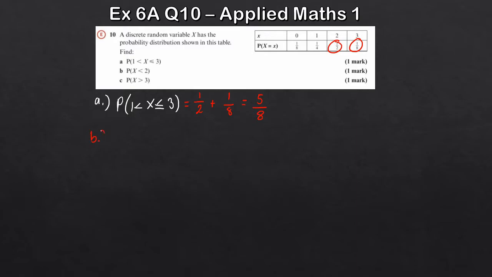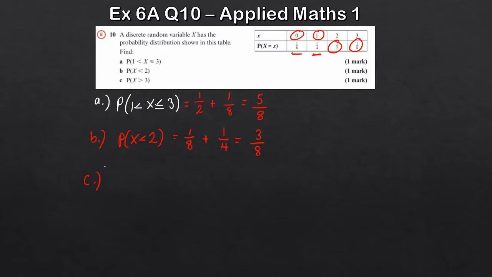Part B here, probability that x is less than 2. If we're less than 2, again, just use your probability distribution to decide which values we pick. So less than 2, well, the only possible values I can pick are this one here, so this probability 1 over 8, and then this one here, this is less than 2, which means we have this one as well. So that's 1 over 8 plus 1 over 4. Work this out, and we get 3 over 8. Hopefully so far, nothing too tricky.